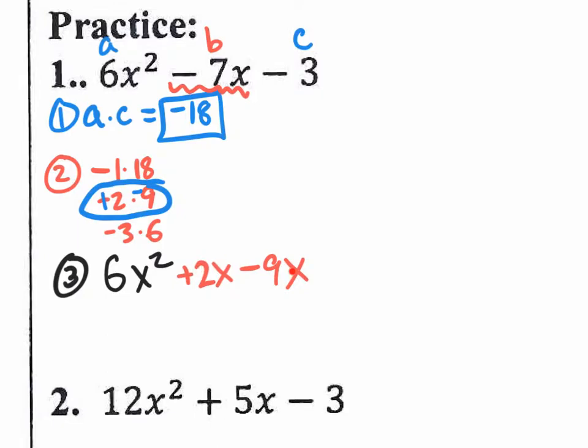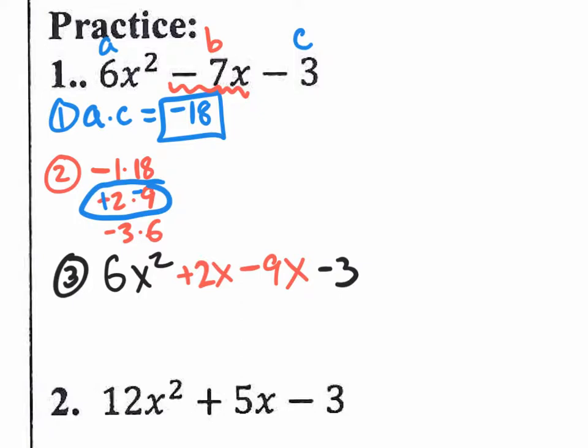Where did I get this positive 2 and this negative 9 from? The pair of numbers from step 2. And the negative 3 is still right here. So let me write down negative 3 right there. So why the heck would I want to change 3 terms into 4 terms? So you can factor by grouping, right?